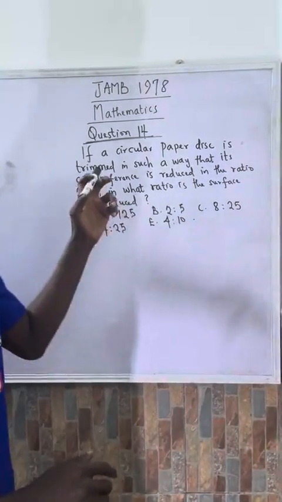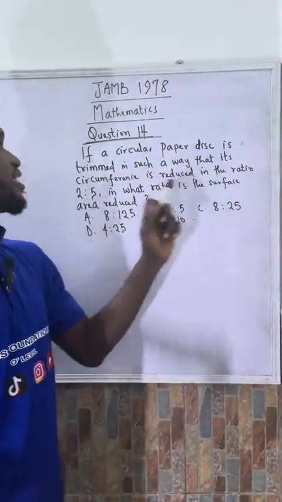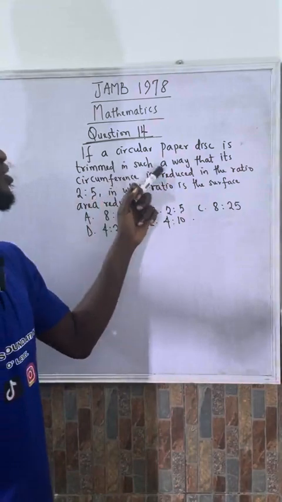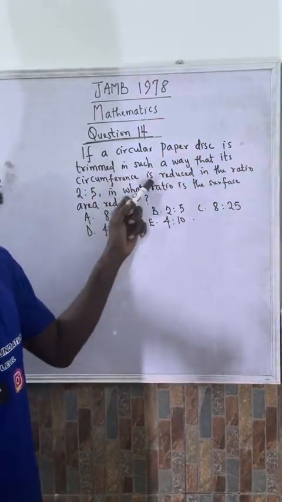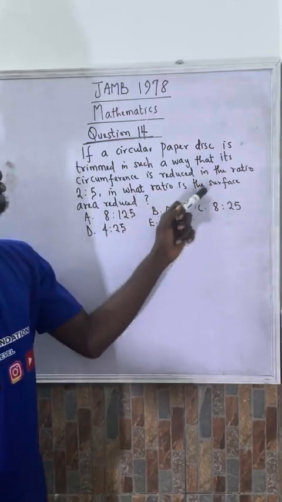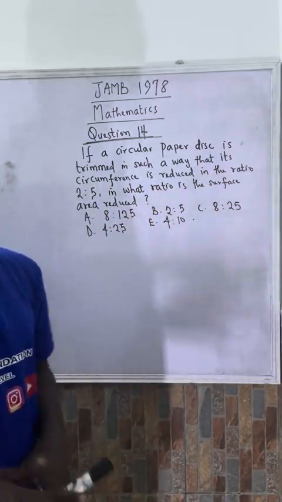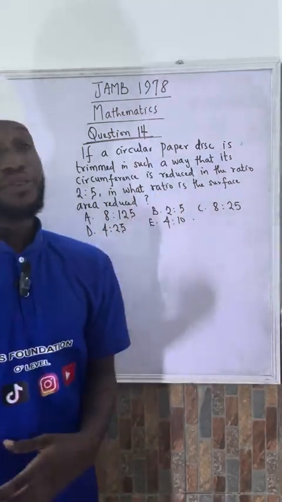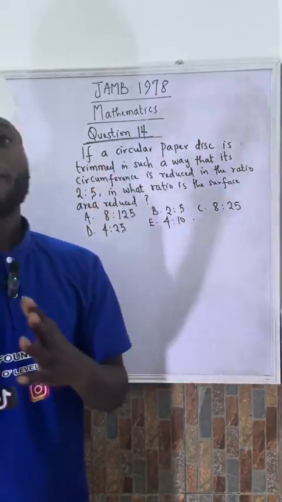All right. If a circular paper disc is trimmed in such a way that its circumference is reduced in the ratio 2:5, in what ratio is the surface area reduced? So this is JAMB 1978 mathematics question 14.